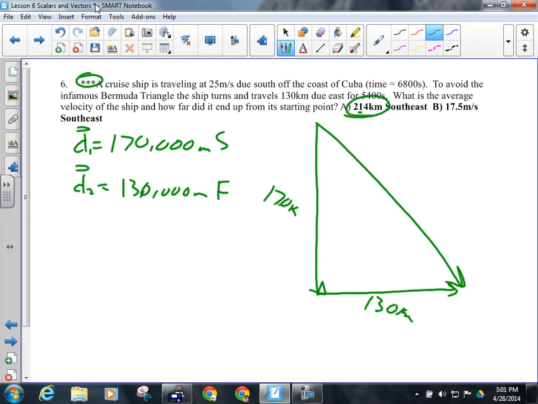If you were truly doing this, you would also have to find this angle. Instead of southeast, you would have to give me an angle east of south or south of east. That would involve having to use trigonometry, which in this case would be tan to the minus 1 of 130 over 170, right? Opposite over adjacent, SOHCAHTOA. But you don't have to do that in Science 10. You won't ever get one like that on a test or a quiz. Any others? So, number 3, second side.